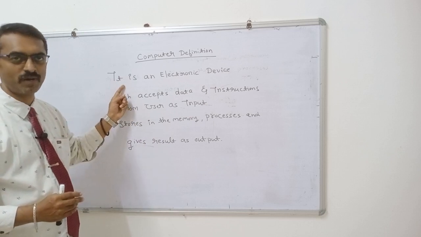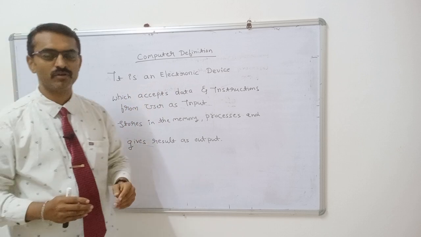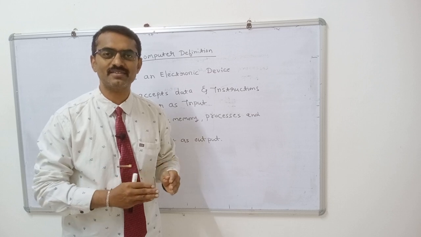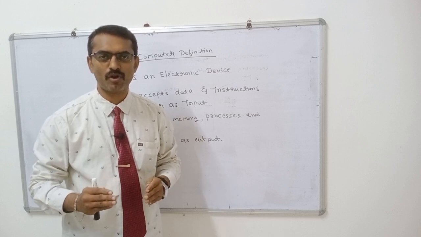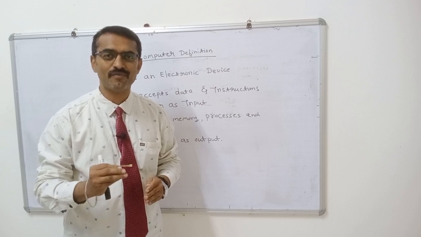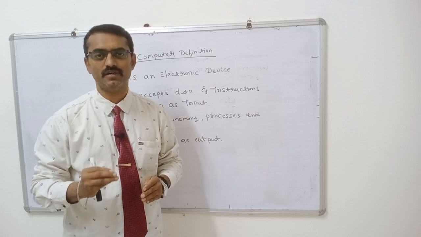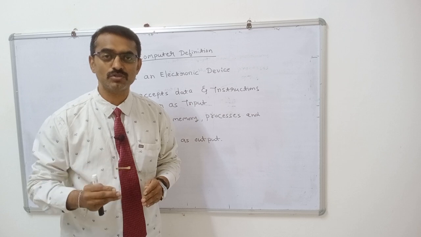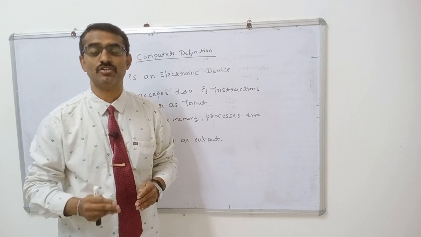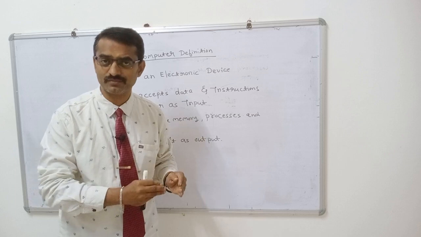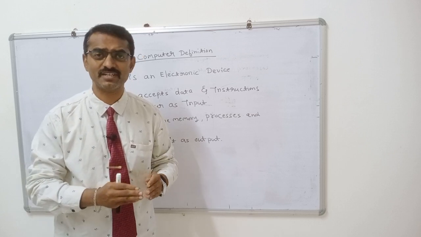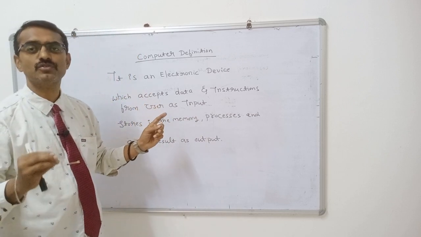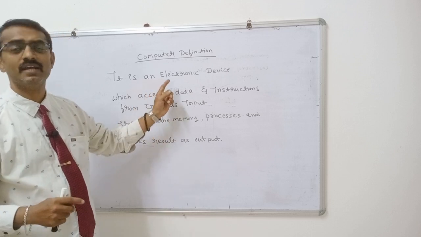Let us try to understand the first part, that is, it is an electronic device. Why is it called an electronic device? Understand, dear students, so many devices surrounding us like mobiles and laptops are made up of electronic components like transistors, diodes, chips, etc. That is why they are called electronic devices. Computer also consists of these kinds of components, so it is called an electronic device. If it did not consist of these electronic components, we could not call it an electronic device.